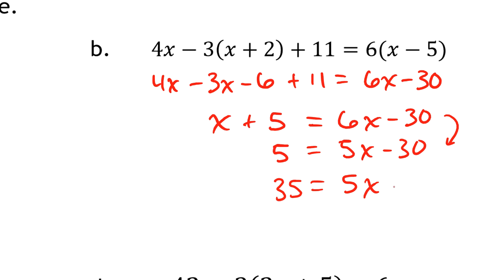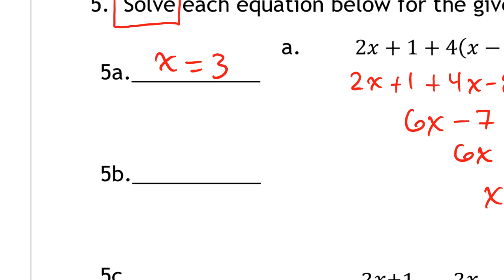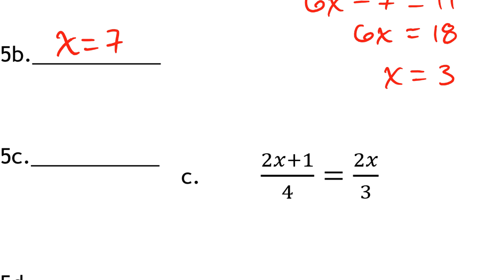And then finally I'm dividing by 5, and that gives me that 7 over here and x. So x is the number 7. X is 7. So let's move to part C.